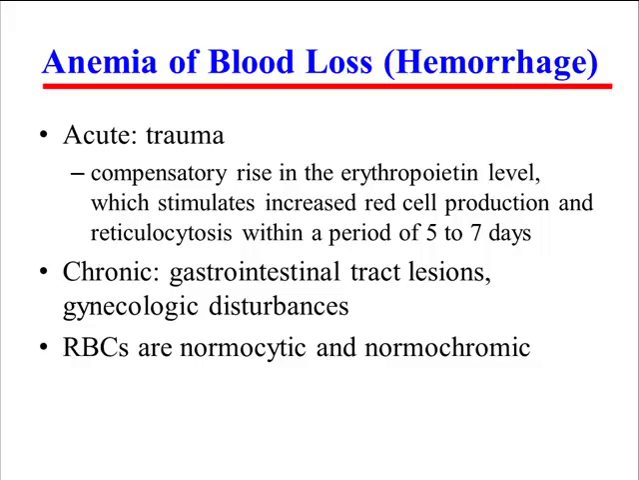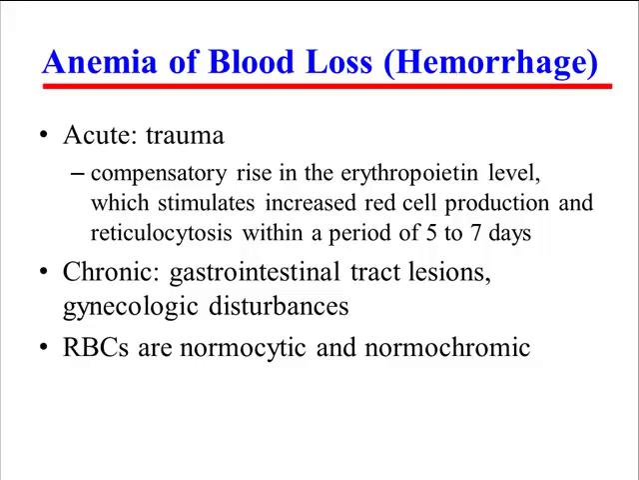Okay, so anemia of blood loss. Blood loss can be acute or chronic in nature. Acute blood loss would be like if someone was in a car accident and lost a significant amount of blood in a very short time. And when that happens, there is a compensatory rise in erythropoietin, which is a hormone that controls red blood cell production.